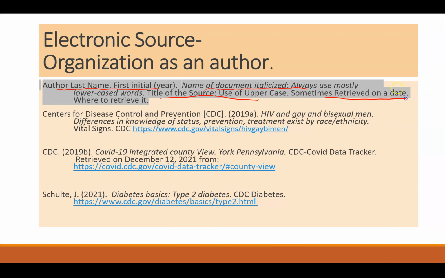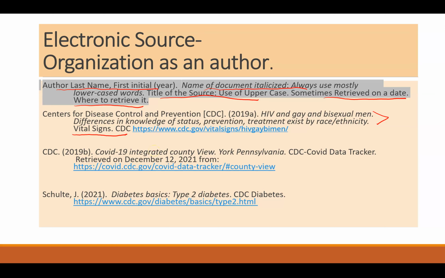Sometimes you need a retrieved on date, and you always need where to find it. So here are 3 examples. The first one shows an article from the Centers for Disease Control on HIV in gay and bisexual men. If you notice, the name of the item is italicized. The source, which is the website, Vital Signs CDC, is not italicized. And then the link where to find it.